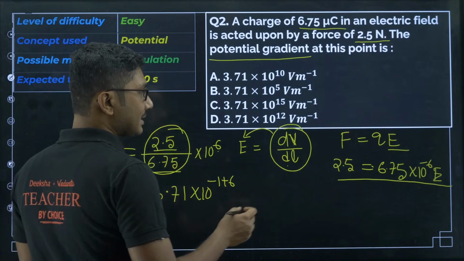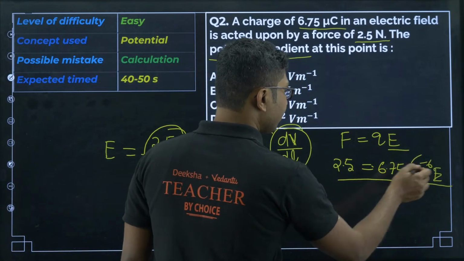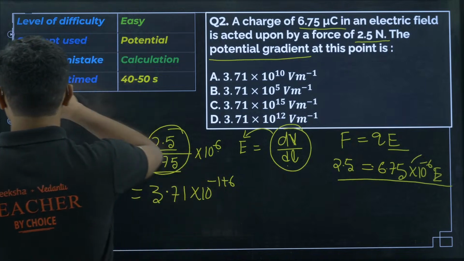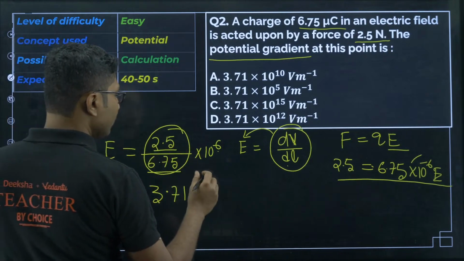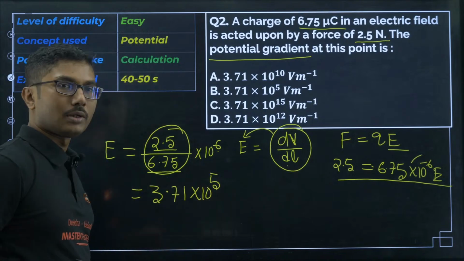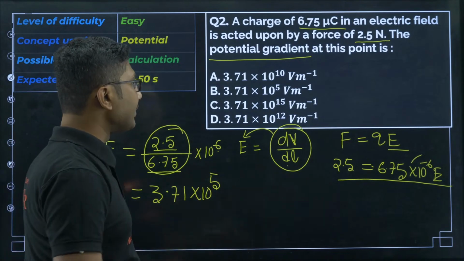So also we have a 10 to the power of plus 6. Why 10 to the power of plus 6? Because we divided this on the other side, so it becomes plus 6. So basically that means it will simply be 10 to the power of 5. The power will be reduced by 1. That much you have to be careful about. Other than that, everything is very simple.